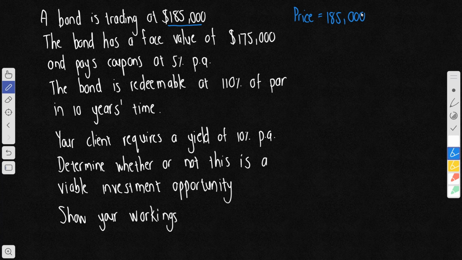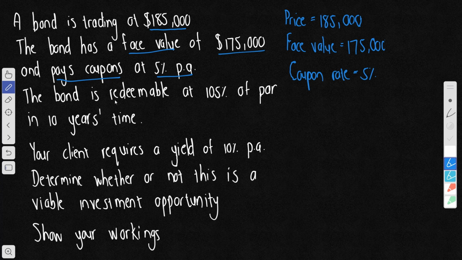$185,000. The bond has a face value of 175,000 and pays coupons at a rate of 5% per year. The bond is redeemable at 105% of par.